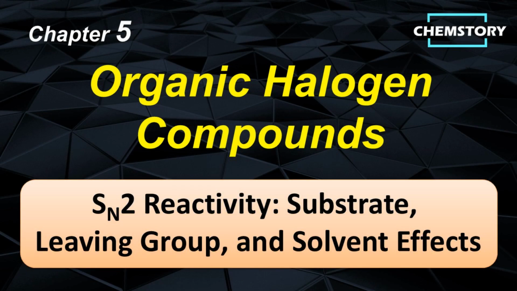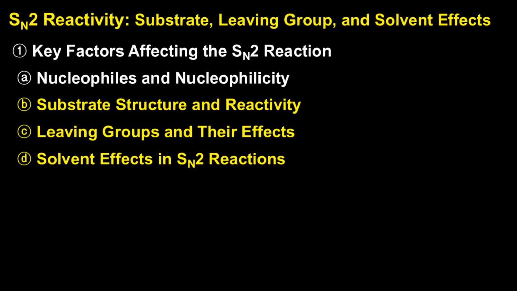In today's lesson, we're picking up right where we left off, continuing our look at the factors that affect SN2 reactions. In the last lesson, we talked about nucleophilicity and how it affects SN2 reactions. Today, we're diving into three more key factors: the structure of the substrate, the leaving group, and the solvent. Each of these plays a big role in how smoothly an SN2 reaction goes. So let's break them down, one at a time.